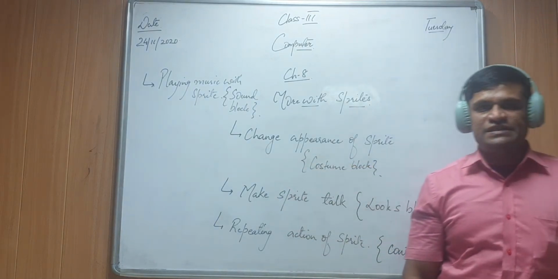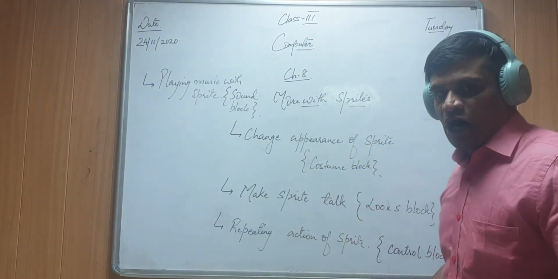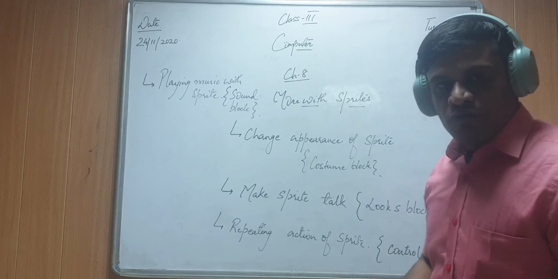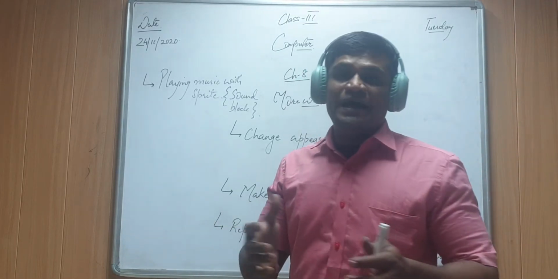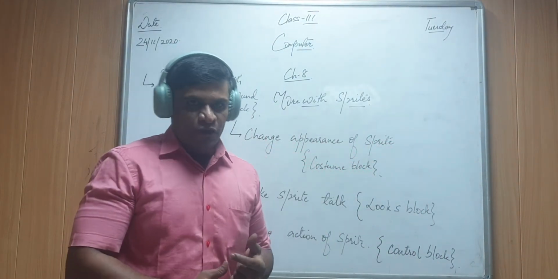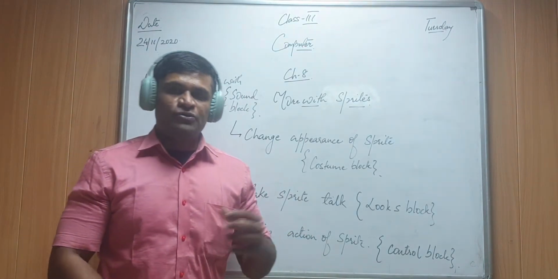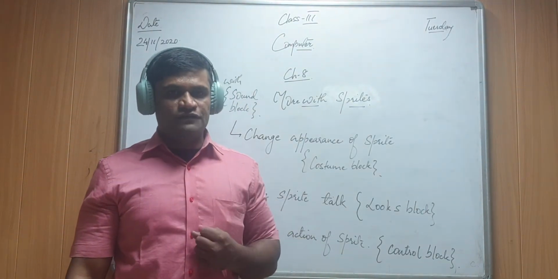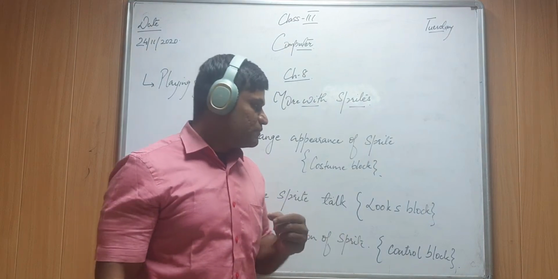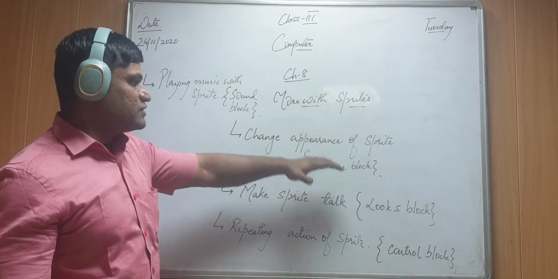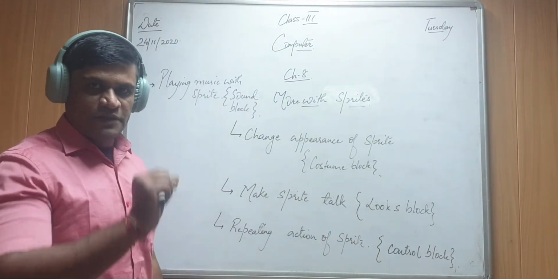How you can change the appearance of the sprite, how you can make it look different from what is given by default during the programming. You can change the color of the sprite, you can change the costume, the appearance of the sprite, by using the costume block. This will be the first topic.